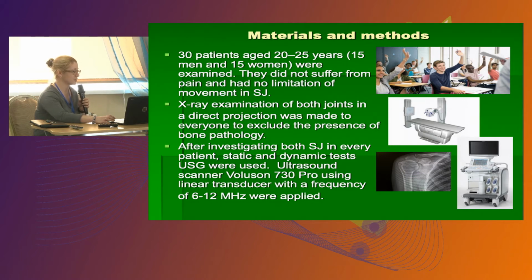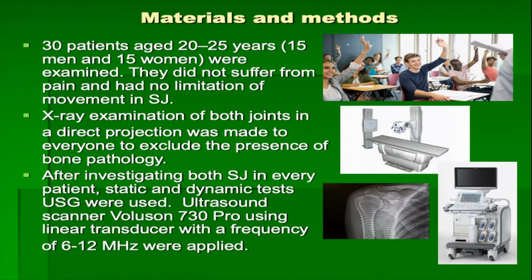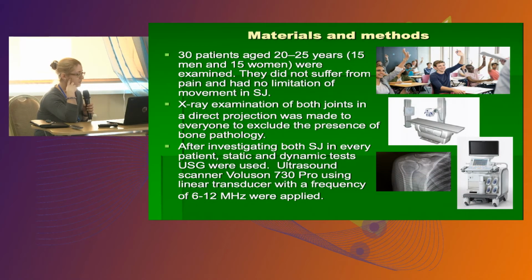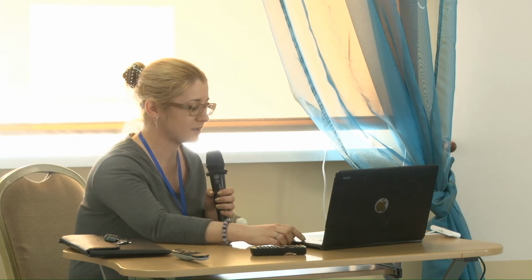We investigated 30 patients aged from 20 to 25 years, 15 men and 15 women. They were our students of medical academy. They were examined and a direct projection was made for everyone to exclude the presence of bone pathology. After investigating both shoulder joints in every patient, we used static and dynamic tests, UCG dynamic tests. We used ultrasound scanner Voluson 730 Pro with a linear probe with frequency from 6 to 12 megahertz.